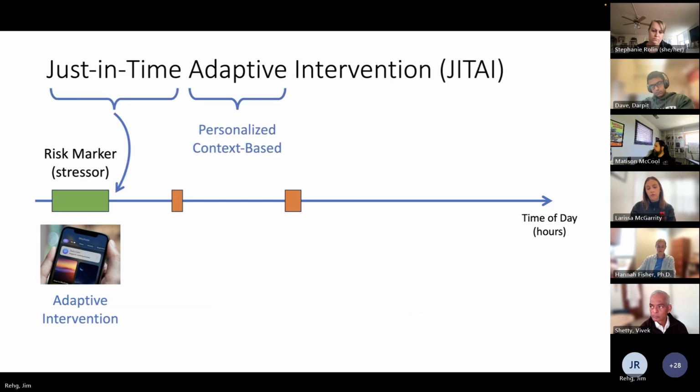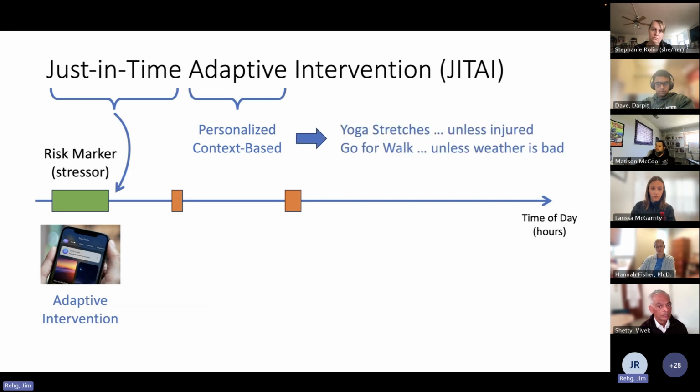So this is the idea of what's called a just-in-time adaptive intervention: just in time because we deliver it when it's needed, adaptive because it's contextualized based on the person's status and where they are. So there's a huge literature about this, and I'm not going to go into the details of how you might design and deliver a JITAI. Hopefully you've gotten that information already in other presentations.